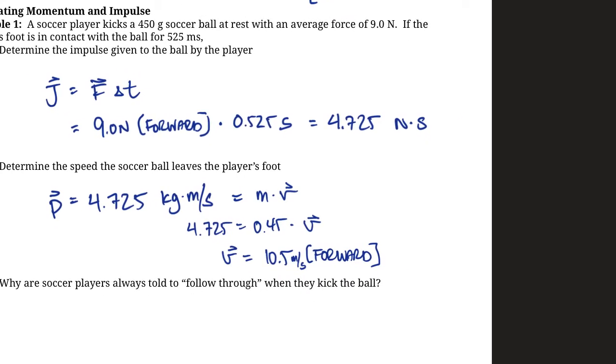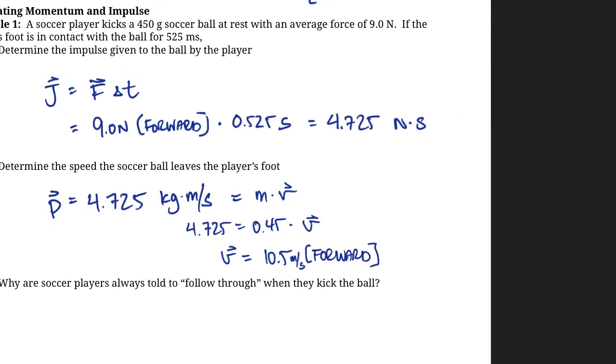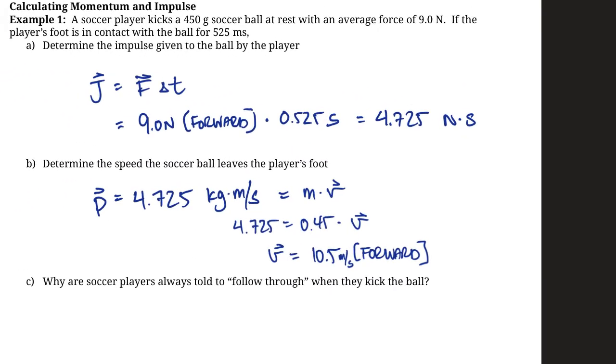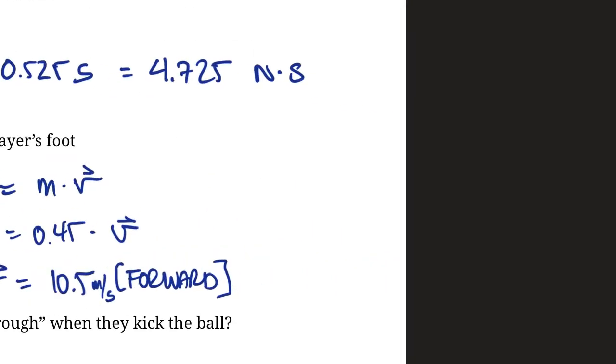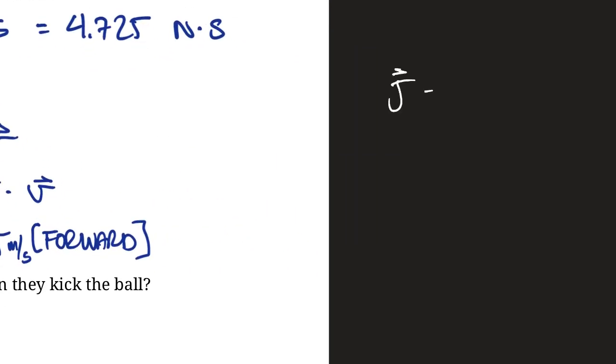Now, just to make your life a little bit easier, if you ever get a question like this, where you're just adding impulse to an object and then calculating the speed or something from that impulse, one thing you could always realize is that essentially the impulse is just equal to the change in momentum. So if we're setting J equal to delta P, right?